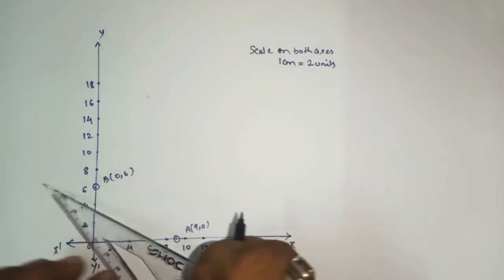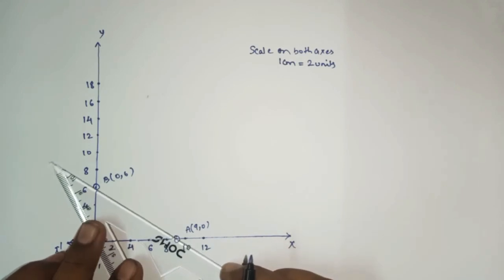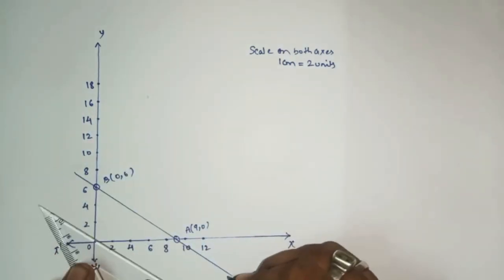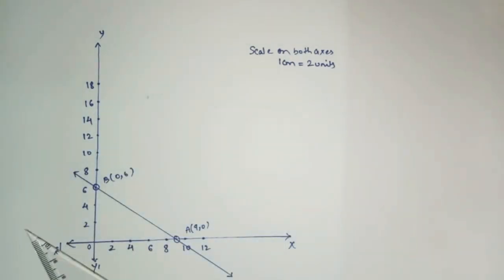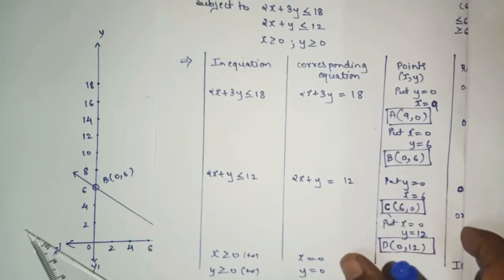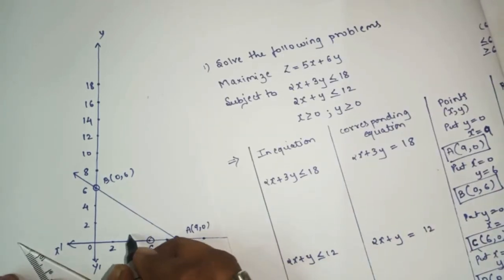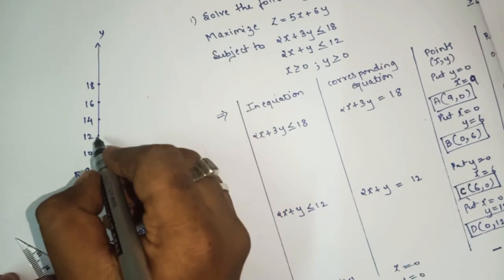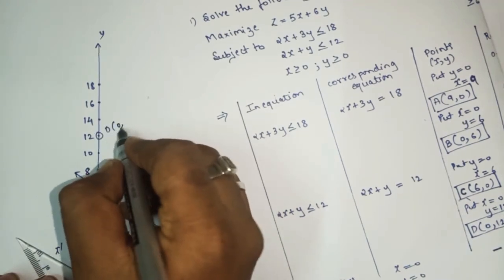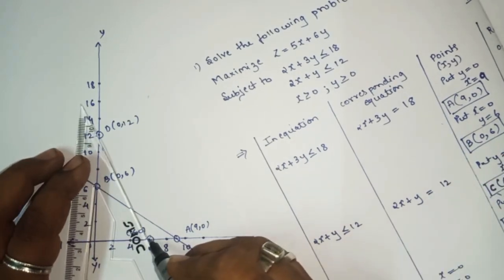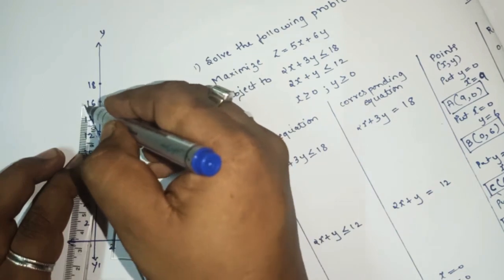After plotting you will draw the line. Now we'll check the second one. C is what? 6 comma 0. So 6 comma 0 will come this side. C is 6 comma 0. What is the last one? 0 comma 12. So 0 comma 12, D will come this side. Yes or no? After this you will draw the line.